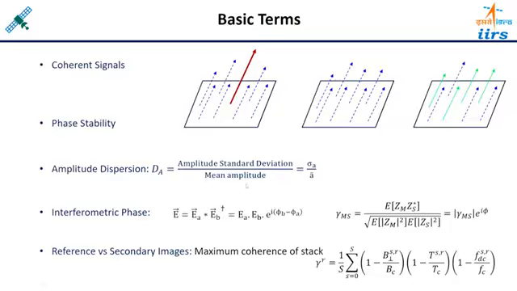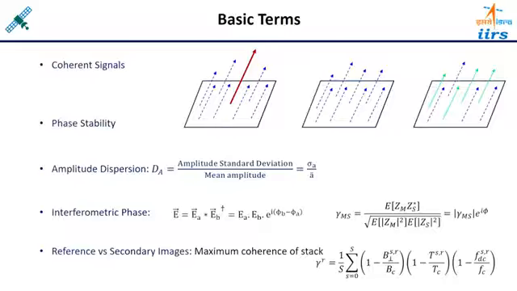So amplitude values are there over each and every pixel. Since so many pixels are there, statistical parameters we can calculate easily. First we will calculate the standard deviation of that particular image, and then the mean of the amplitude values, and then we will divide the standard deviation by the mean of the amplitude. Whatever we are getting, that is called the amplitude dispersion. This quantity should be as small as possible.